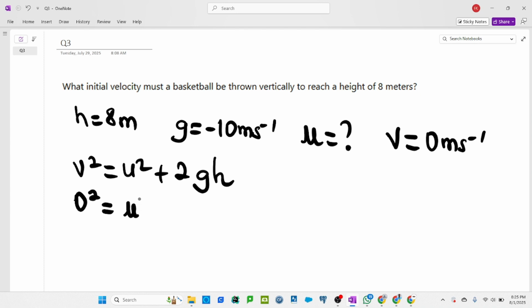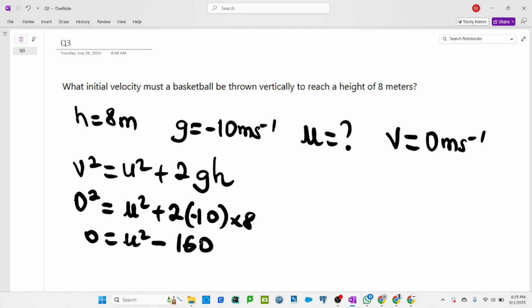Since he has given me the values, let me substitute them. We are looking for u, plus 2 times negative 10 times 8. So that will be 0 equals u squared minus 160, because 2 times 8 is 16. So basically u squared equals 160, if you send the 160 to the other side.